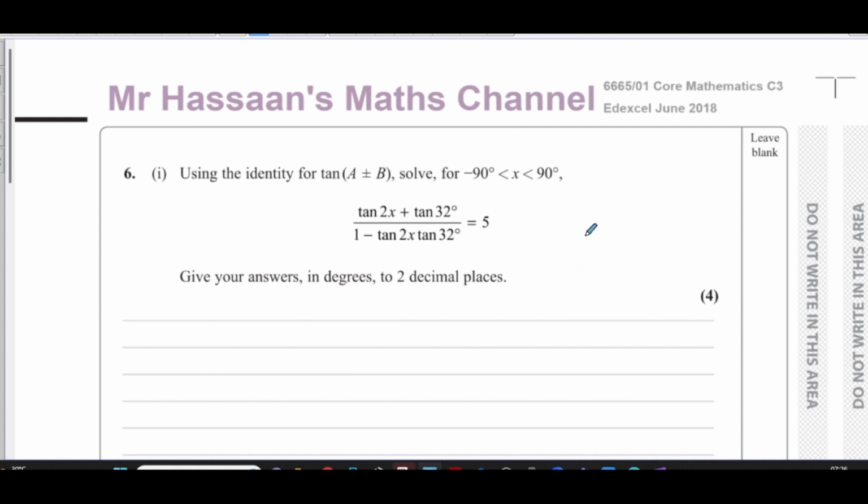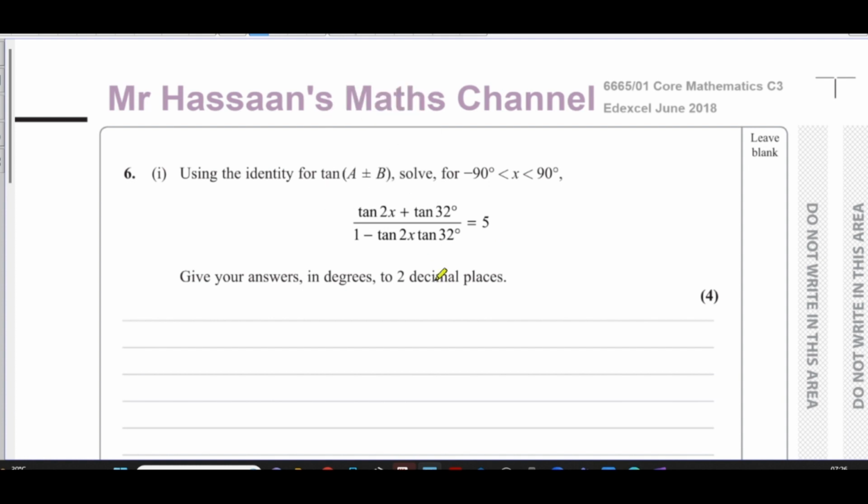In this question, we are asked to use the identity for tan(A ± B) to solve for x values between -90 degrees and 90 degrees the equation (tan 2x + tan 32) over (1 - tan 2x times tan 32) equals 5, giving the answers in degrees to 2 decimal places.